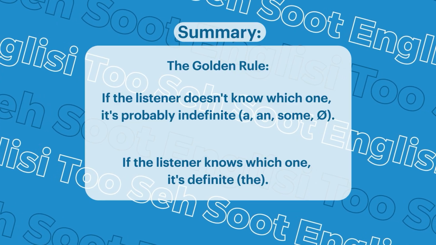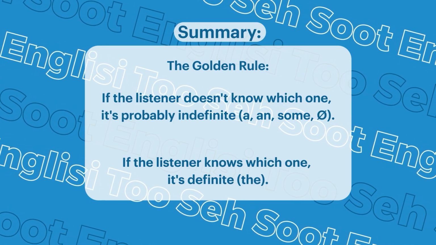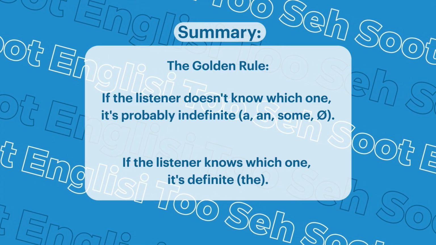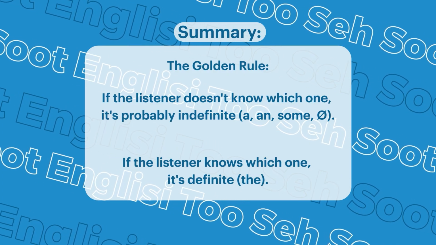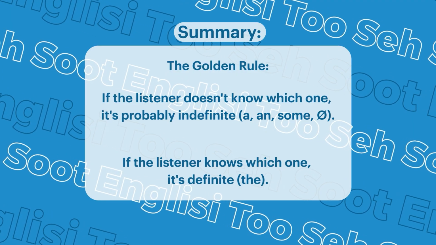And remember the golden rule. If the listener doesn't know which one, it's probably indefinite, so we can use a and some or nothing. And if the listener knows which one we are talking about, it is definite, so we use the.